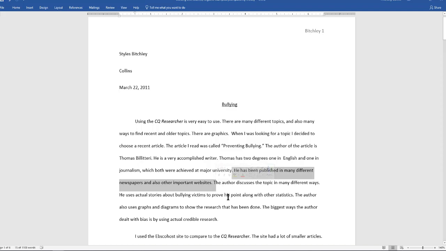I don't know. The author discusses the topic in many different ways, but when we don't see them, this one's not so good. He uses actual stories about bullying victims to prove his point along with other statistics. So here we'll get some stories. And we don't know whether these statistics are authoritative. And the author uses graphs and diagrams to show that research has been done. Was it his research? Do we know it's authoritative? I don't know. The biggest way the author dealt with bias is using credible research. Do we know it's only credible because he says so, or are there better reasons?